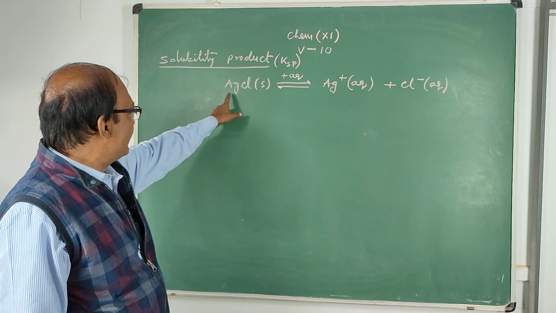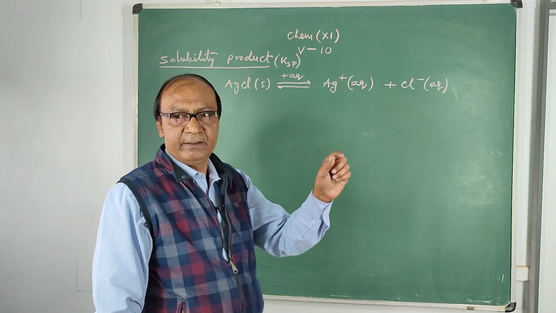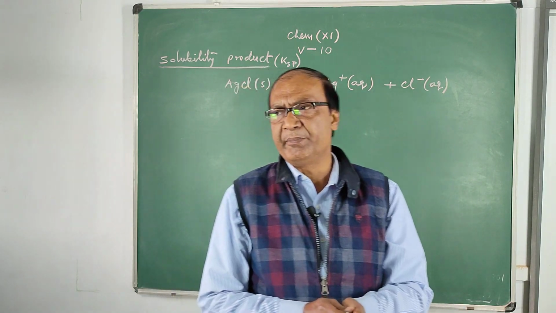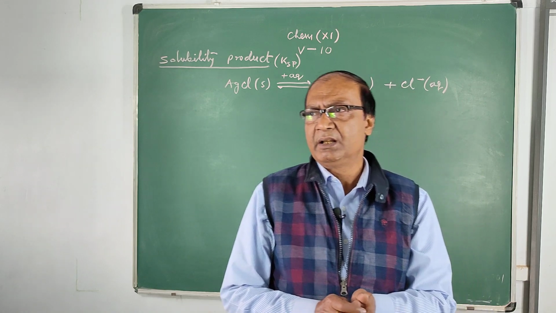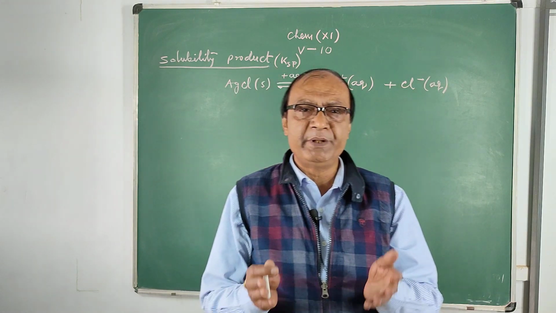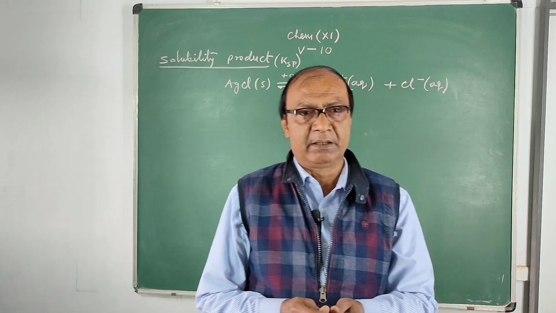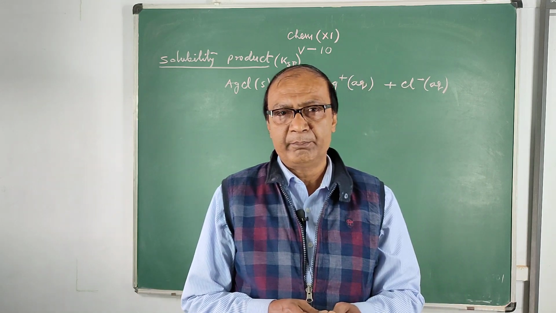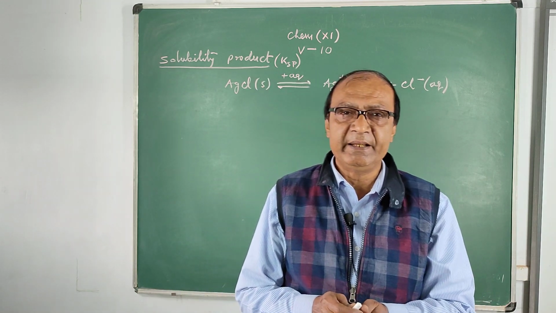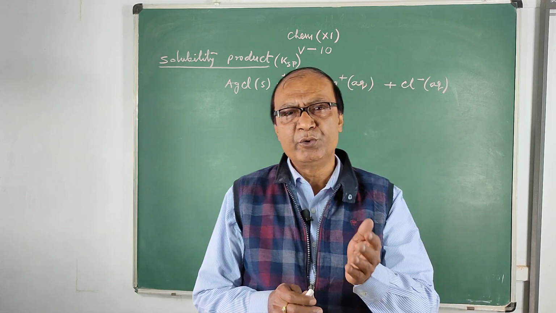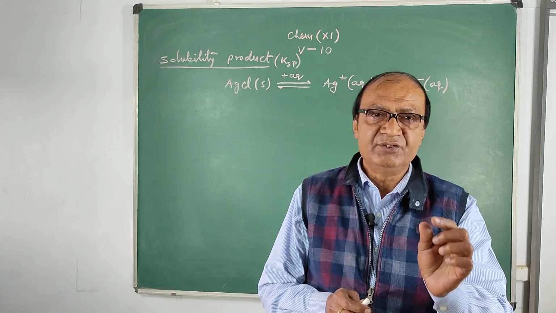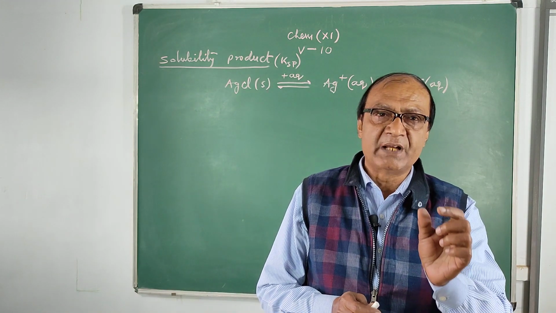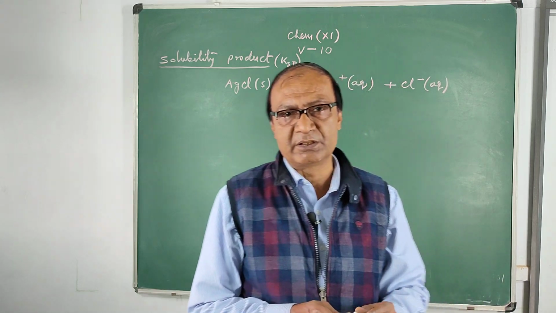Before going to this topic, consider AgCl. It is a sparingly soluble salt. Sparingly soluble salts are those which are assumed to be almost insoluble in water, such as calcium carbonate, CaCO3. Apparently, it is such a salt that we say it is insoluble in water. These salts are actually very slightly soluble in water, and such salts are known as sparingly soluble salts.